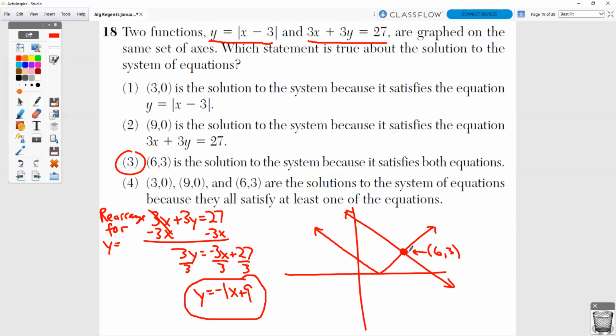Our original equation was this V-shaped graph because it was absolute value. Remember, to get absolute value, you need to go into your catalog, second and 0. And then it's the ABS. So graph it. They cross right here at 6, 3. So they would be choice number 3.